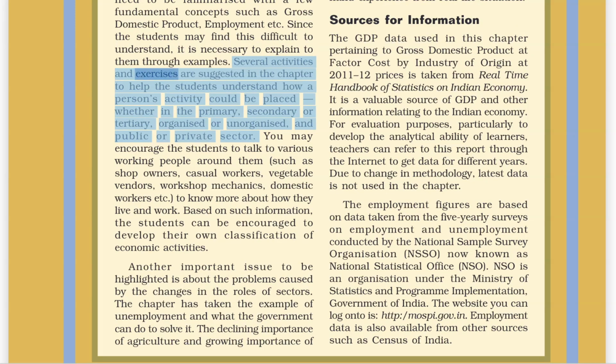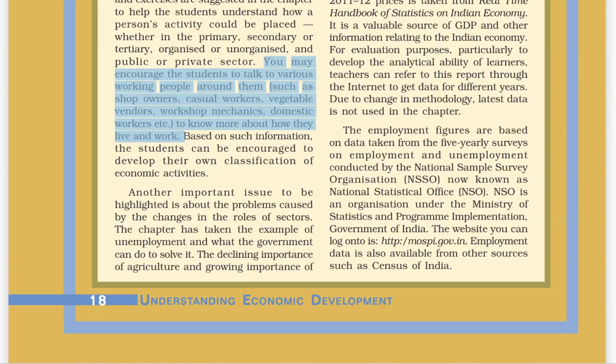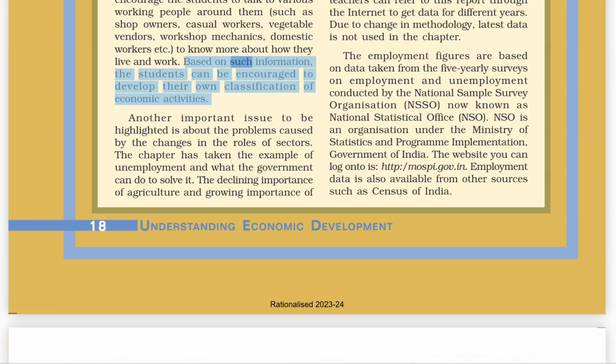Several activities and exercises are suggested in the chapter to help the students understand how a person's activity could be placed, whether in the primary, secondary, or tertiary, organized or unorganized, and public or private sector. You may encourage the students to talk to various working people around them, such as shop owners, casual workers, vegetable vendors, workshop mechanics, domestic workers, etc., to know more about how they live and work. Based on such information, the students can be encouraged to develop their own classification of economic activities.